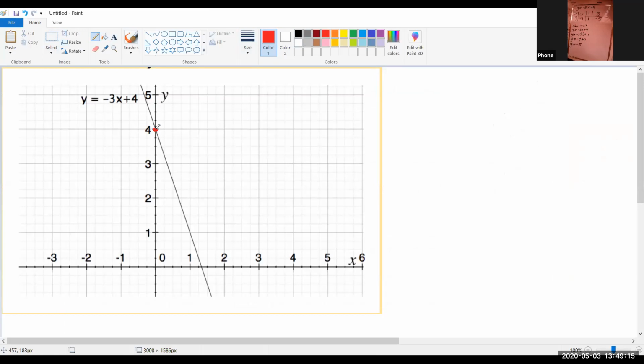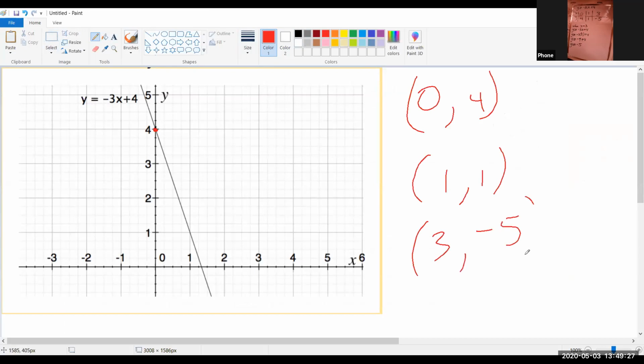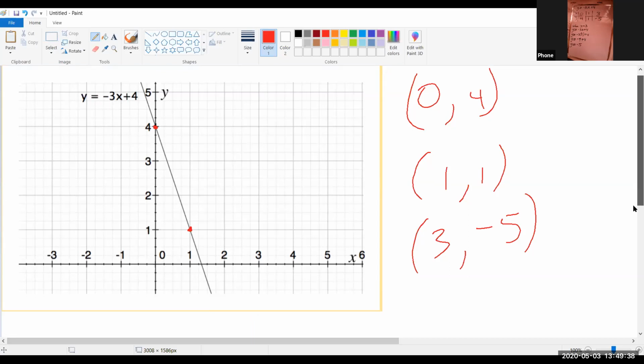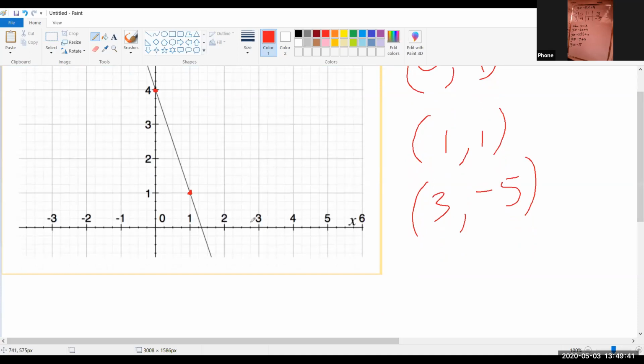Let me just write our coordinates. When x is 0, y was 4. That was our first coordinate. Next coordinate, when x is 1, y was 1. And the last coordinate, when x was 3, y was -5. So now when x is +1, y is also +1. That's along this line here. And when x is +3, y would have been -5, so that would have been somewhere quite down here. So the line would have still passed through that point here. You all following?